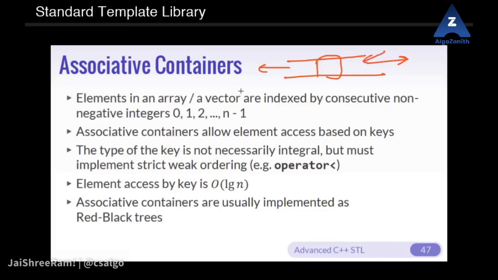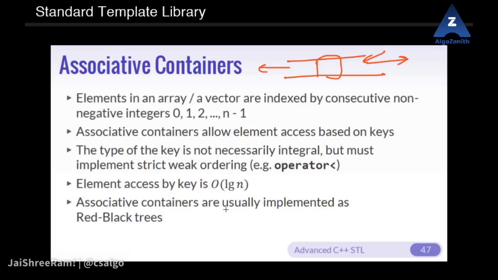Now in associative containers, the elements are accessed based on keys and not indexes. The type of keys is not necessarily integer but must follow a weak ordering. So you can insert anything inside a set, the only thing is that the operator less than should be defined for that. Now, element access by key is order log n. So whatever was order 1 random access becomes order log n in these associative containers.